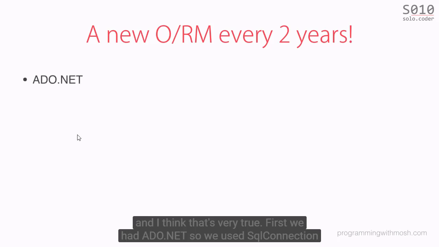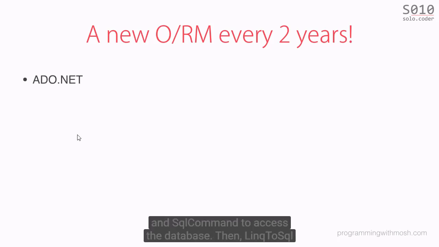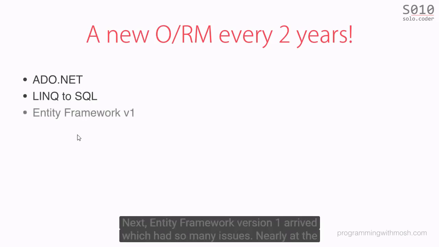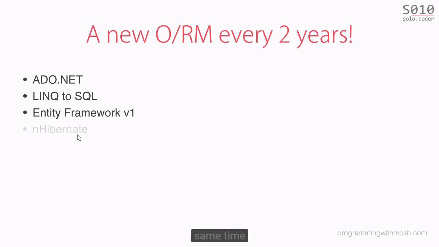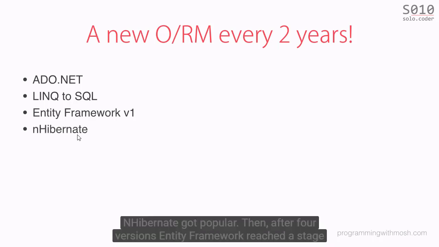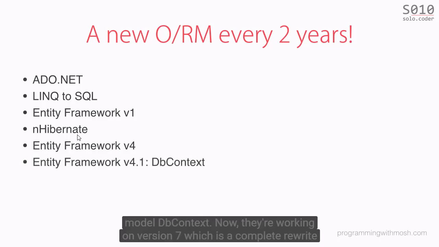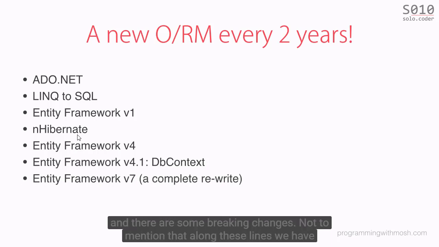First, we had ADO.NET. So we used SQL connection and SQL command to access the database. Then LINQ to SQL came along, but it didn't prove to be successful. Next, Entity Framework version 1 arrived, which had so many issues. Nearly at the same time, Hibernate got popular. Then after 4 versions, Entity Framework reached the stage that it was reasonable to be used in production. But still at this point, it had a heavy object model that was not testable. Then they introduced a new model, DbContext. Now they are working on version 7, which is a complete rewrite, and there are some breaking changes.